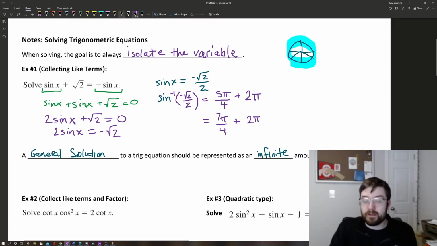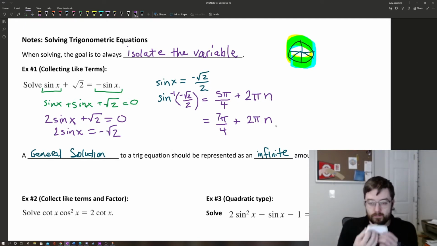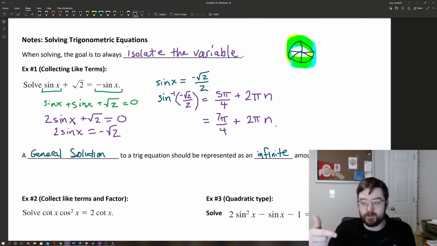But not only that, we could keep on adding 2 pi so that we would go around the circle another time, and then we find another coterminal angle, and we keep on going. So we introduce this letter here, n, and we've seen this before, that acts as a counter, a multiplier for how many revolutions or how many circles that we take to get to another solution for this equation.